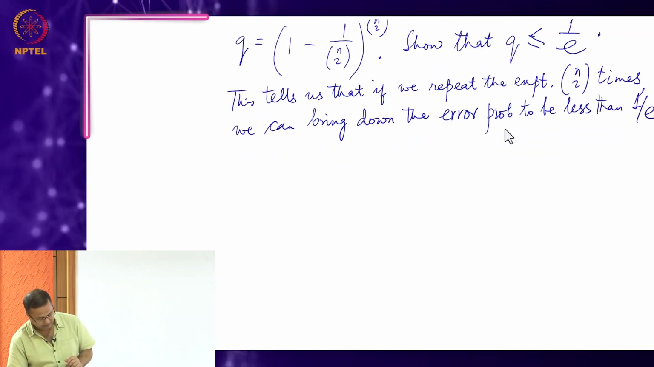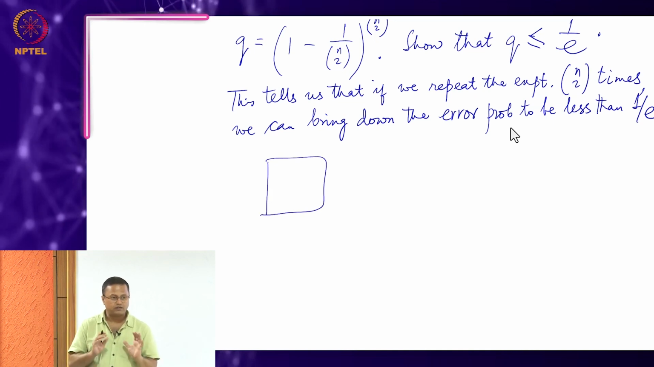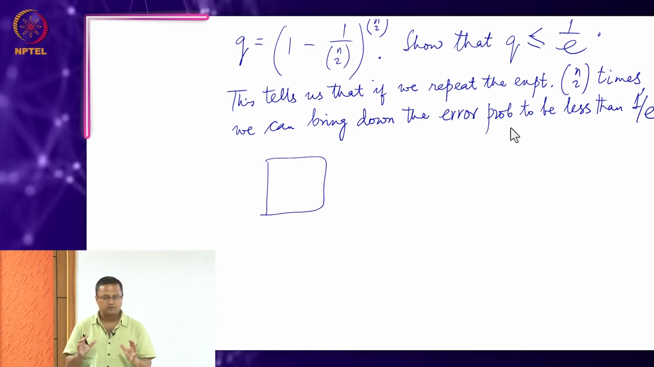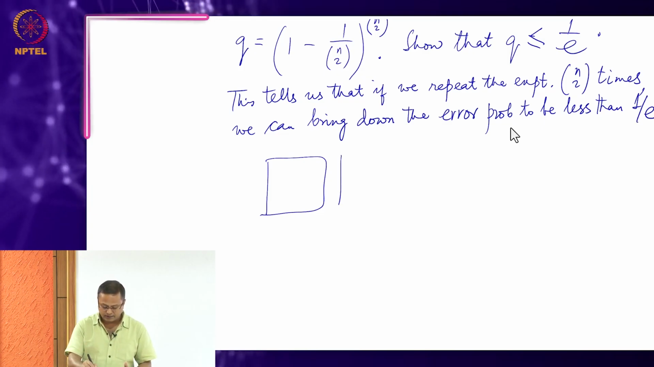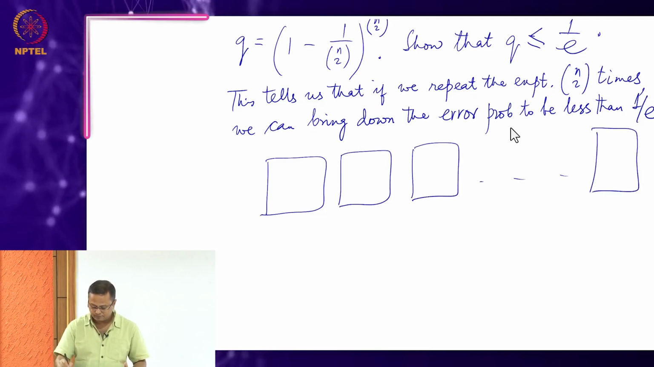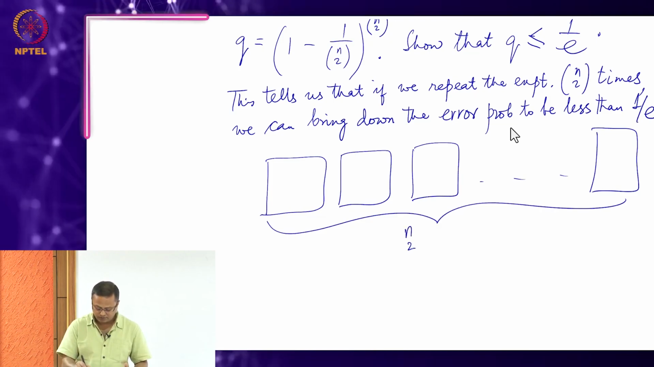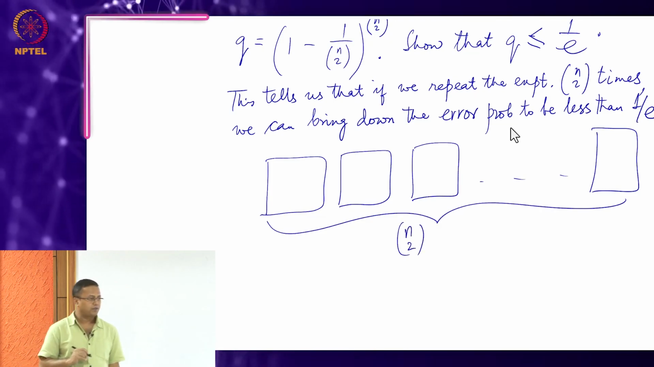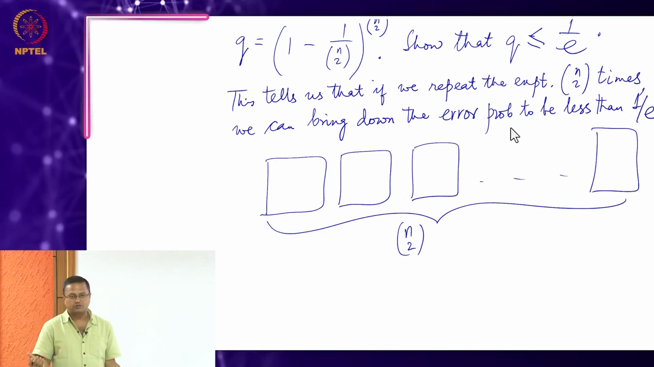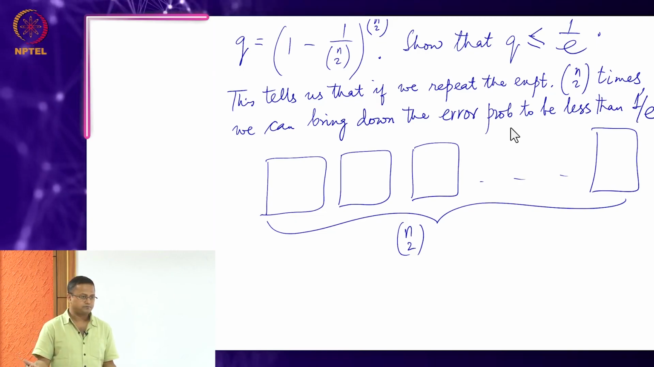So what was the idea? This was one instance which had an error probability of 1 minus 1 by n choose 2. What I did was, I kept running it multiple times. How many? N choose 2 times. Now obviously this comes with a cost. Your time complexity has gone up, right?